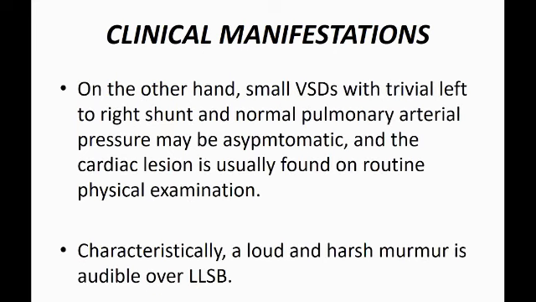On the other hand, smaller VSDs with a trivial amount of left to right shunt and normal pulmonary arterial pressure are sometimes asymptomatic, and the cardiac lesions are usually found on routine physical examination. So they are not that dangerous as compared to large VSDs. Characteristically, a loud and harsh murmur is audible at a similar location, that is the left lower sternal border. The smaller the size of the defect, the louder and harsher will be the murmur.